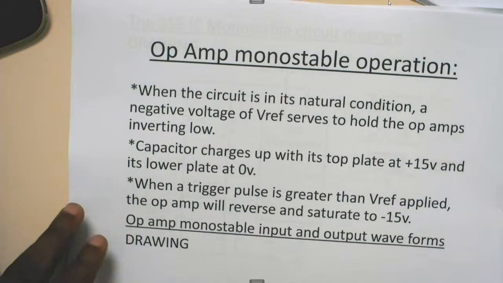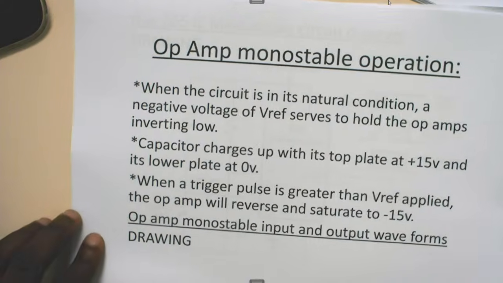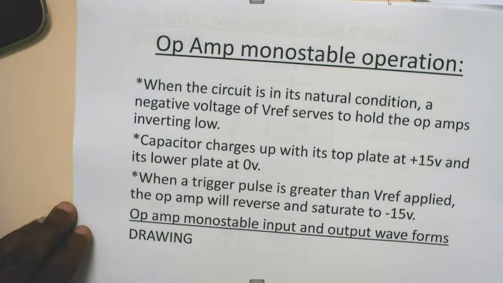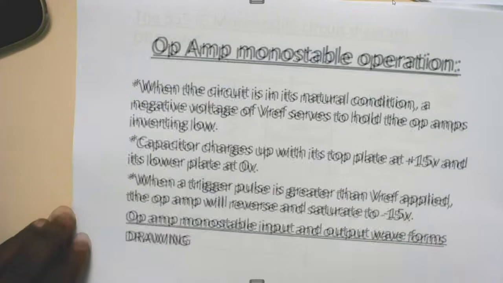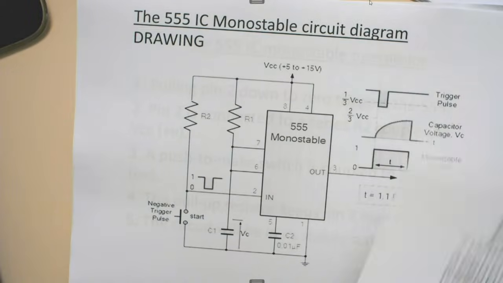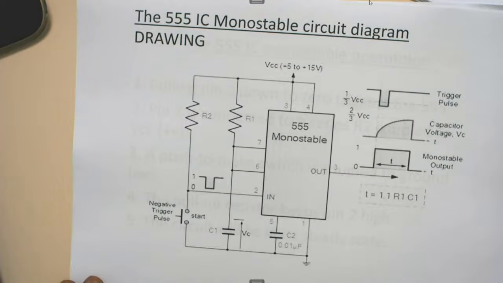The operation says when the circuit is in its natural condition, a negative voltage of the VREF serves to hold the op amp in the inverting low. The capacitor charges up with its top plate at positive 15 volts and its bottom plate at 0 volts. When a trigger pulse greater than VREF is applied, the op amp will reverse and saturate to negative 15 volts. So this is the operation, and here is the 555 circuit.